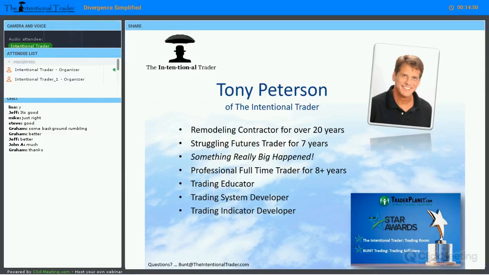I guess I need to update this. It's probably been more than 9 years now. And I became a trading educator and developed this system that we use now called bunt trading and all the indicators that go along with it, just to make what I was doing much easier to understand and to trade without having to know and understand all the nuts and bolts of what goes into a trading system.